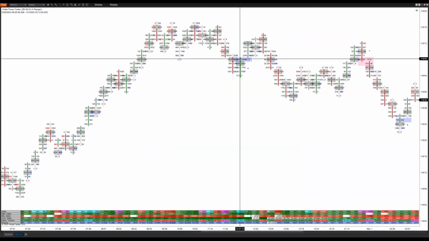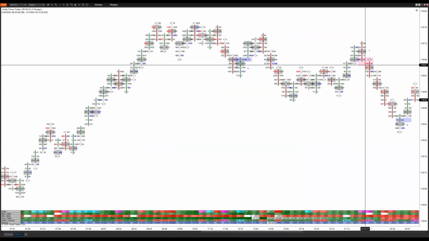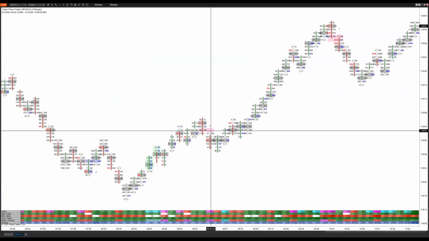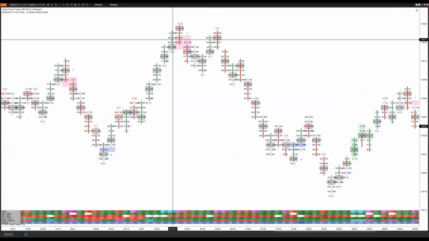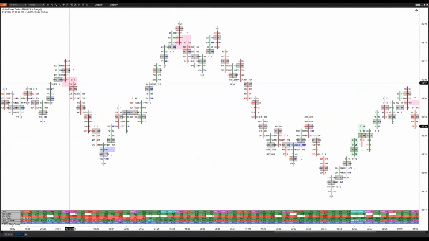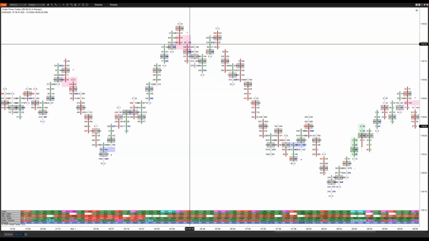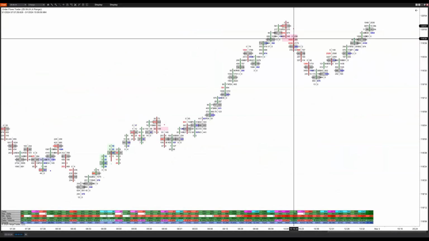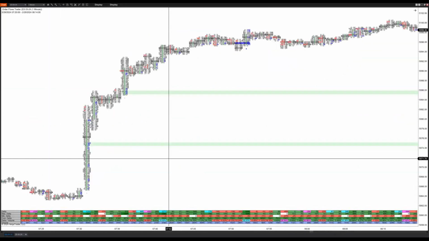There's a bullish one here. There's a bearish one. Let's go back to today here. There's a bearish one here. There's a bearish one here. There's a bearish one here. Bullish one here. Bearish here. So going back to midnight: bearish, bullish, bearish, bullish, bearish, bearish. Okay. That's the order flow gaps.